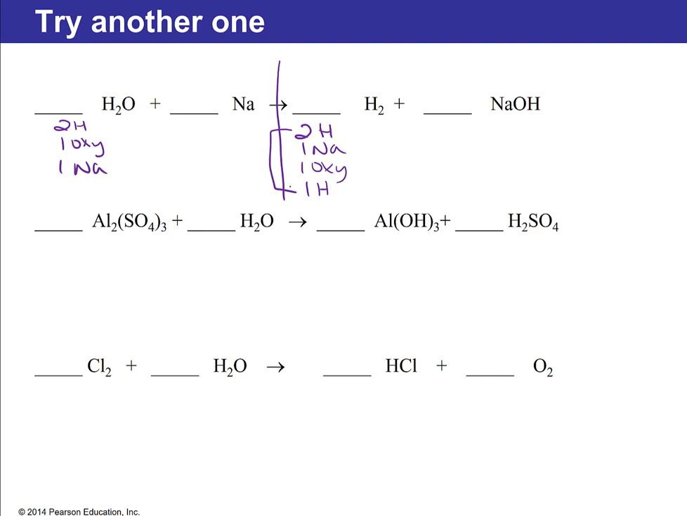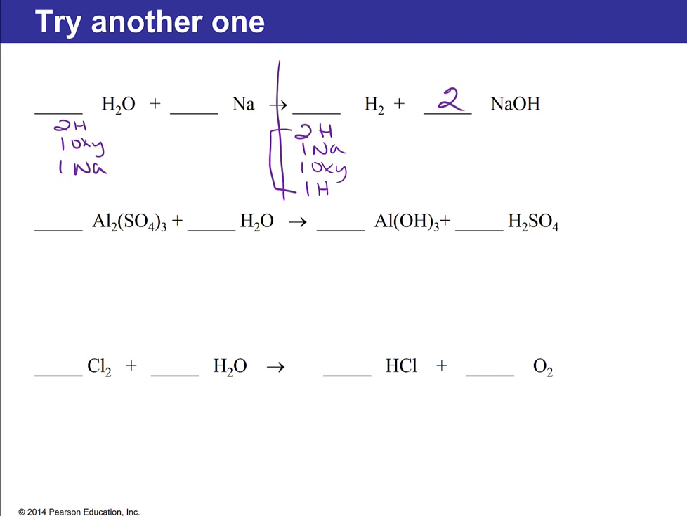Balancing the sodiums are 1 and 1. Balancing the oxygens, they're 1 and 1. So I've got to balance the hydrogens. Now here's where some of the trick comes in. So over on this side, I have 2 hydrogens. No matter what number I put here, I will always have an even number of hydrogens. Over here, I have an odd number of hydrogens. So I know that this is going to have to be an even number, so that this odd number of hydrogens becomes even and I can balance it. So in this one, I need to make my hydrogens even.